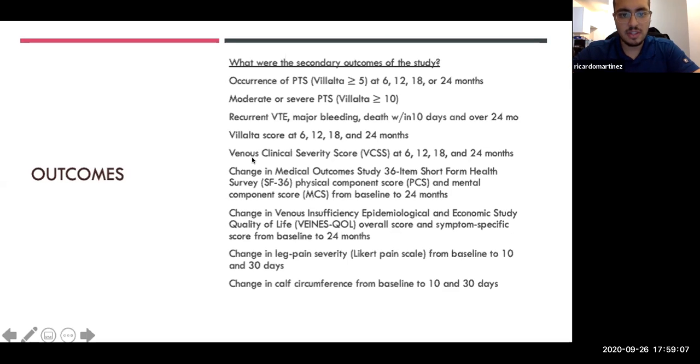So yeah, and then these are some of the other outcomes that they looked at as well. The venous clinical severity score, and then basically looking at outcomes in terms of quality of life as well, using the SF-36 and the venous disease-specific measure, and also pain severity and calf circumference as well. And so those are some of the ones that also carry the 10 and 30-day follow-up, like I discussed before.